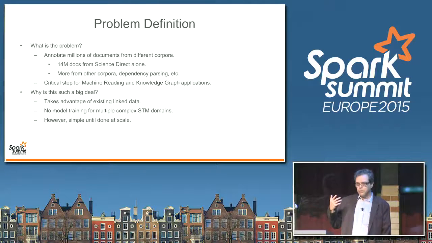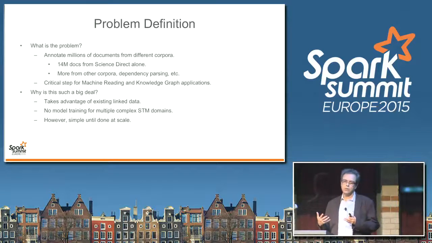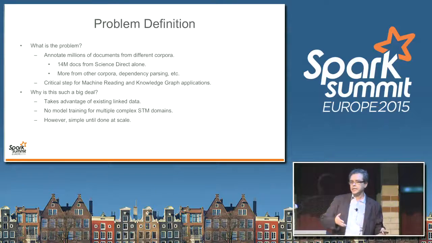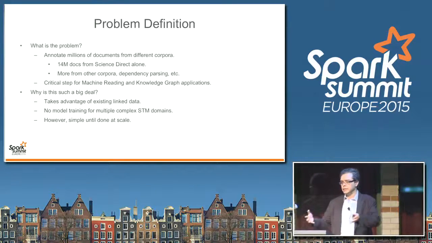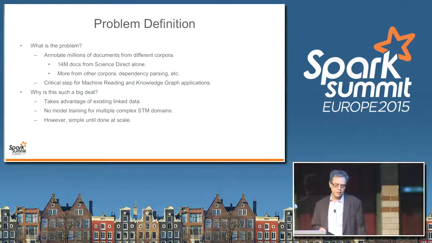So for us, a better idea was to take advantage of linked data that people have already built in different disciplines. And so what we do is we take the linked data, we create a dictionary out of it, and then we send text through it, right? While this is a simplistic approach, obviously, it's not simple when it's done at scale, right?